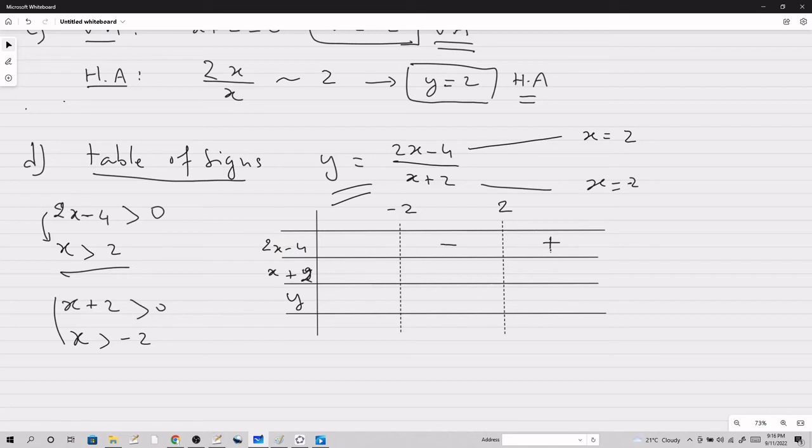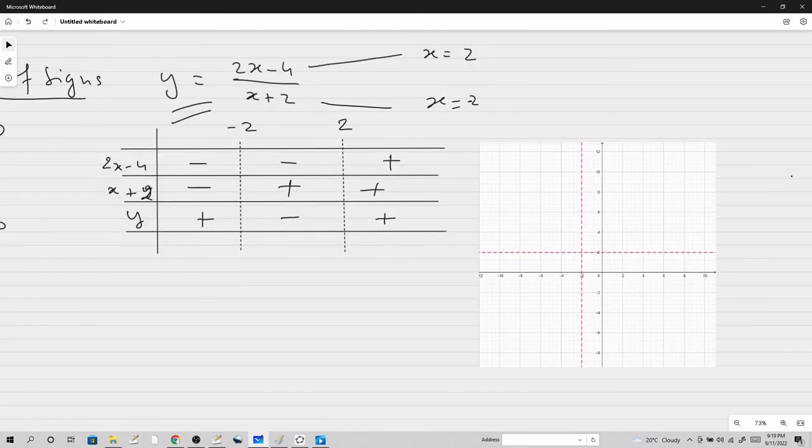Of course, less than 4, it will be negative. Same thing, x plus 2, the denominator, will be positive when x is bigger than negative 2. Negative 2 is here. When x is bigger, you go to the right. The quantity x plus 2 is positive here, and here it's negative. Now y. y is the ratio of the two. So the ratio of two negative numbers gives you positive. The ratio of negative over positive is negative, and then positive here.